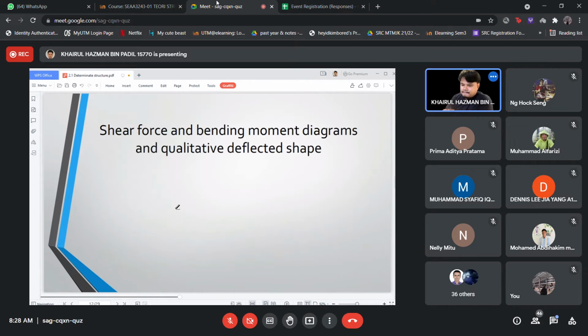Okay, so based on the result, please draw the shear force and bending moment diagram and the qualitative deflected shape. So this is another assignment that you need to submit tomorrow.